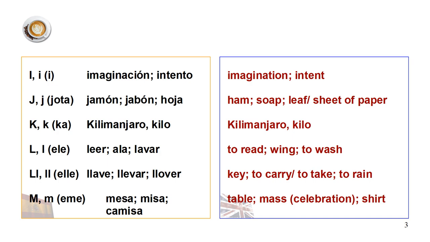Jota. This letter is identically pronounced as the letter G when it is followed by E and I. Remember? Gente, girar. Let's have a look at these examples. Jamón, ham. Jabón, soap. Hoja, leaf, sheet of paper.